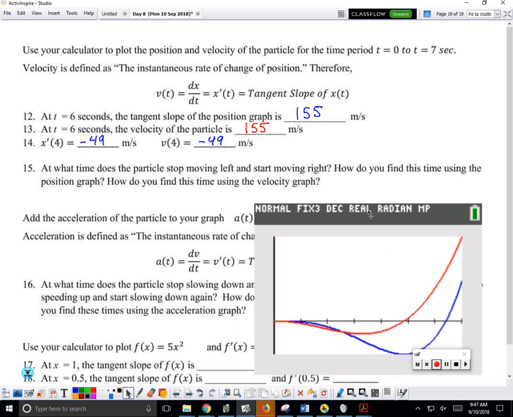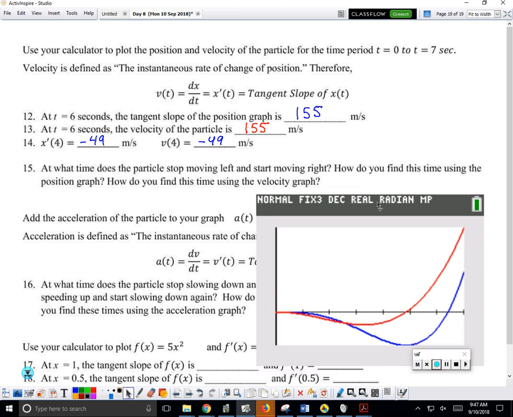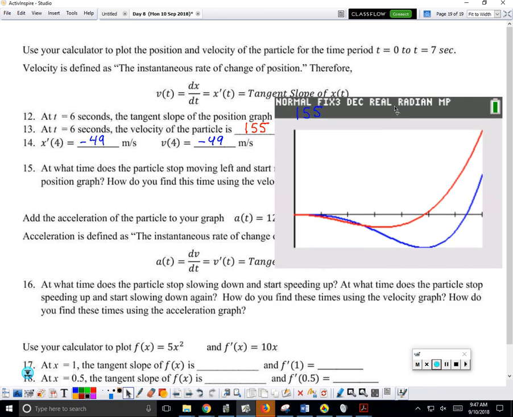Okay, it says at what time does the particle stop moving left and start moving right? How do you find this time using the position graph? How do you find this time using the velocity graph? So I want everyone to raise their hand who can tell me, looking at the position graph, I just want an estimate. You don't need to use your calculator at this moment. Just want an estimate. Raise your hand if you can tell me, when does the particle stop moving to the left? So at what time approximately will the particle stop moving to the left?